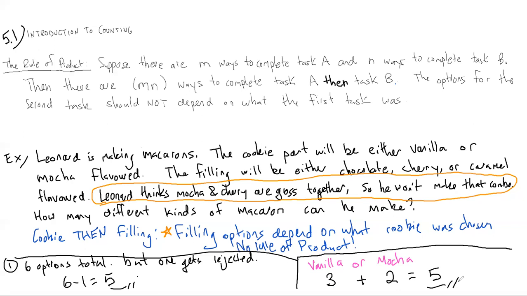And actually, in a lot of cases, it's going to be easier to subtract the rejects than it is to try to add together all the good combinations. So, another example.